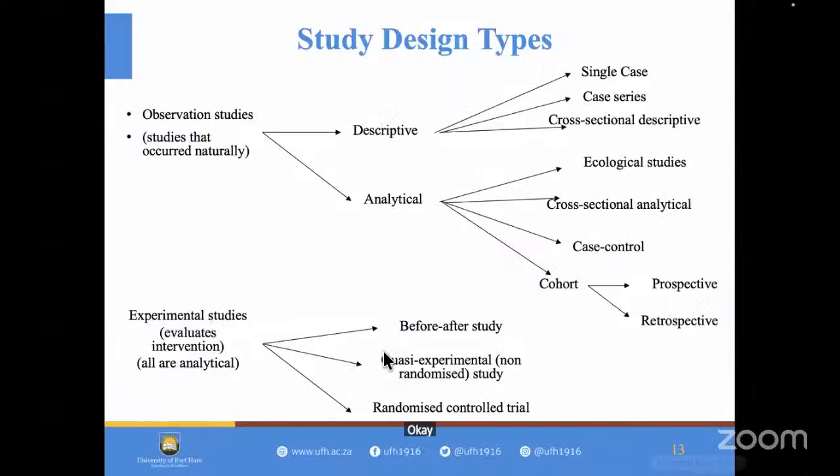Okay. So I've just explained the observational part of epidemiological study design. Now we're talking about the intervention or experimental study. These are mainly subdivided into three parts. The first one is the before and after study, and then the second one is the quasi-experimental, which is non-randomized study, and the last one is randomized control trial. I'll go into all of these one by one.